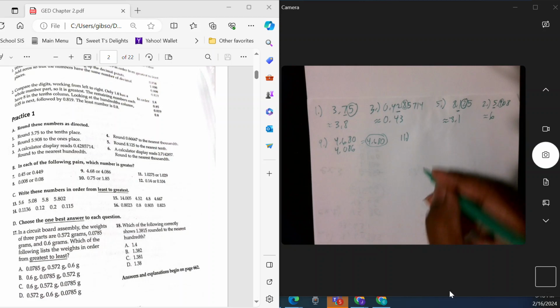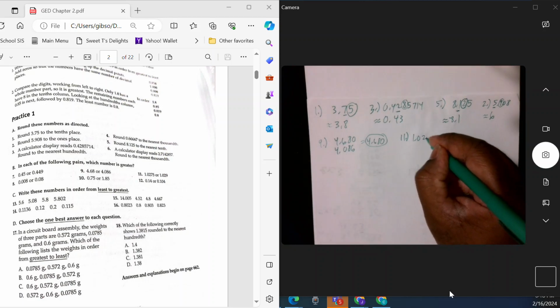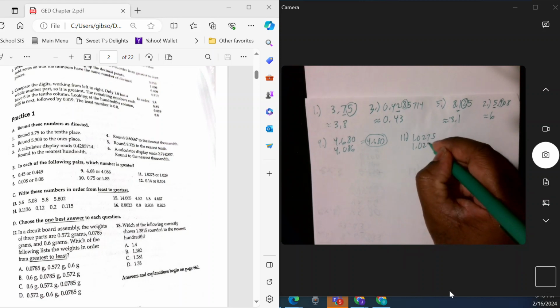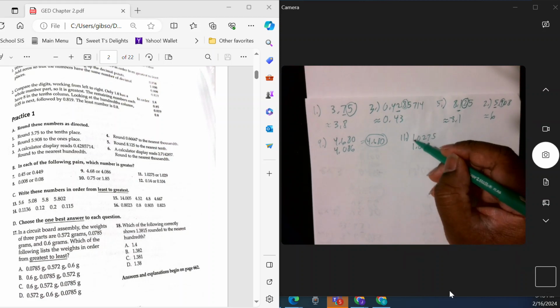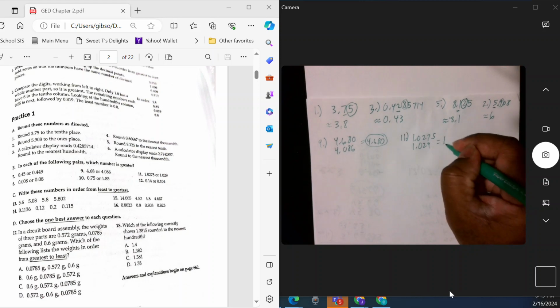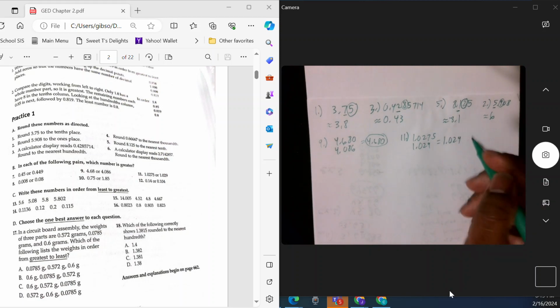Still, we will line this up. 1.0275, 1.029. Again, in front of the decimal, the values are the same. The first digit behind the decimal, the same. The second digit behind the decimal, the same. The third digit here, 9, is bigger than 7. So our final answer will be 1.029.